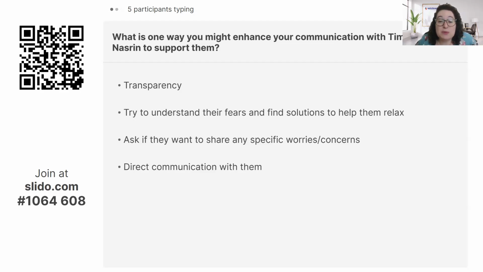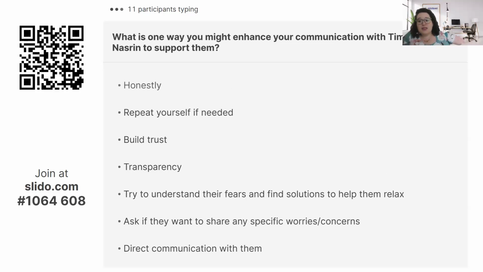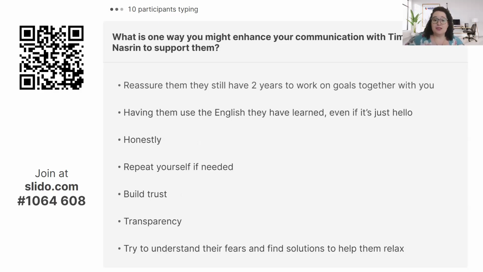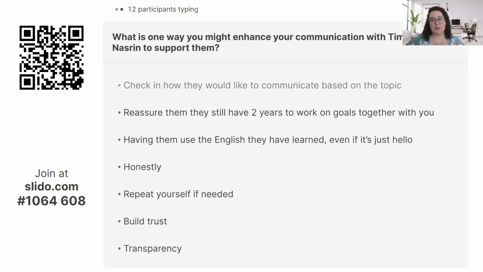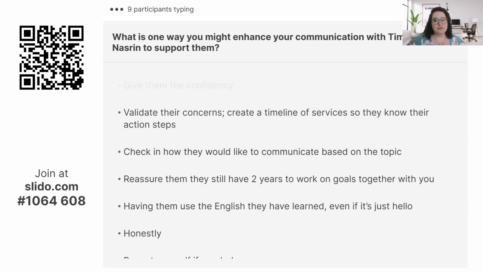Asking if they want to share their specific worries and concerns. So maybe you can work through and chip away at specific worries and concerns. Trying to understand their fears, where they're coming from, and find solutions so that they feel stronger as they go. Building trust, being honest, repeating yourself if needed. It's not a sign that you communicated badly if you need to repeat yourself, and it's okay to repeat many times.